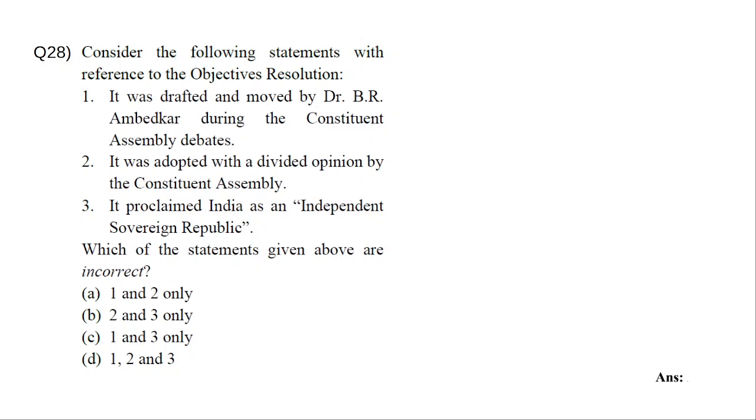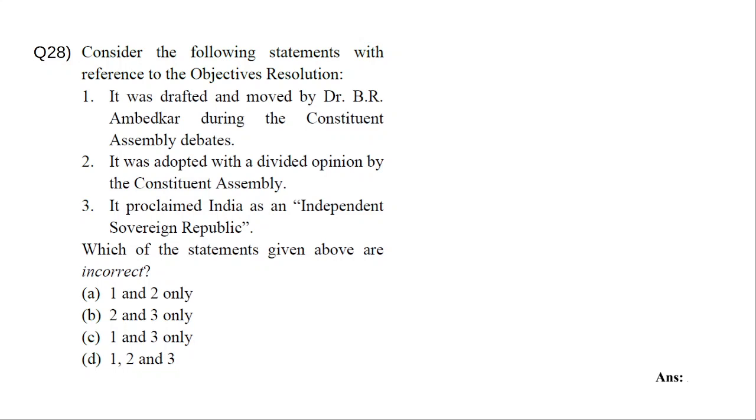Next one, it was adopted with a divided opinion by the Constituent Assembly. So that is also wrong. The Objectives Resolution, which was moved by Jawaharlal Nehru, was unanimously adopted by the Constituent Assembly. It was not divided opinion. So keep that in mind. It was unanimously adopted, and it was adopted on 22nd January 1947. So even before we got independence, in January of 1947 itself, Jawaharlal Nehru ji moved this Objectives Resolution on which the Preamble is also based.